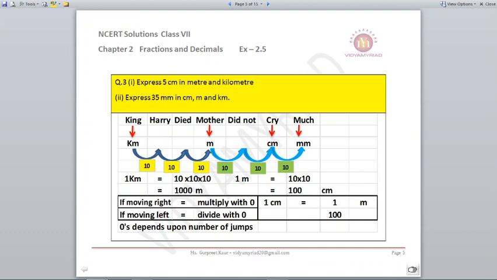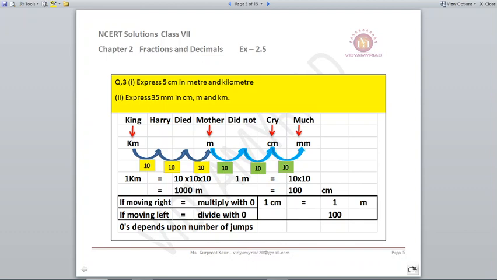Now, if I want to go from meters to centimeters, how many jumps do I need to make? From meter, I will go to "did not", from "did not" to "cry". So that means 2 jumps, and 2 jumps means 2 zeros. Now the trick here is, when you are going from king forward, or to the right side, you will just add zeros according to the number of jumps. Just count how many times you have to jump and add that many zeros to the number.